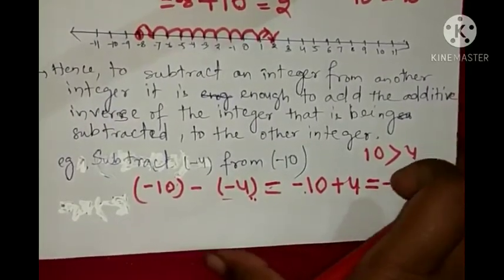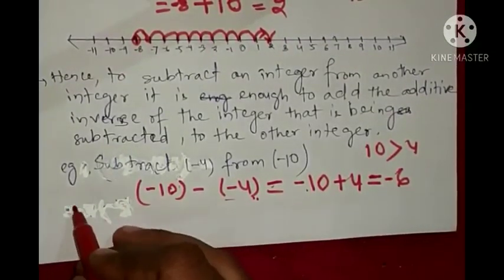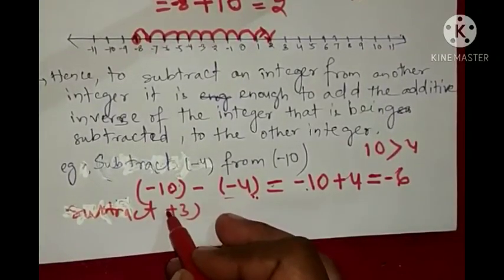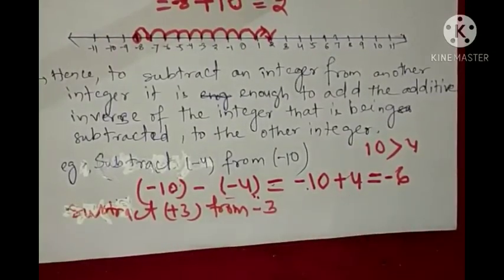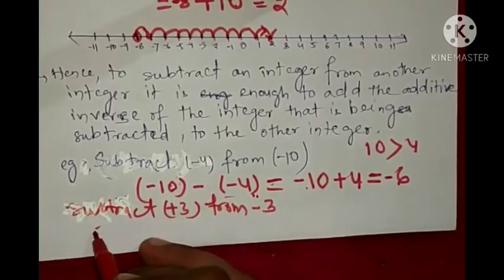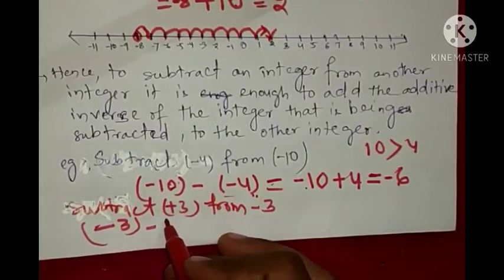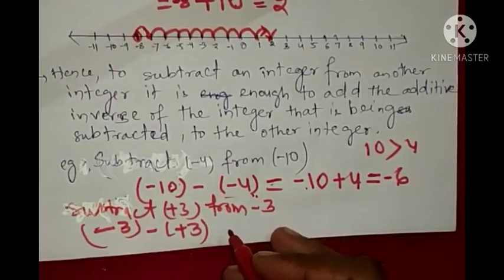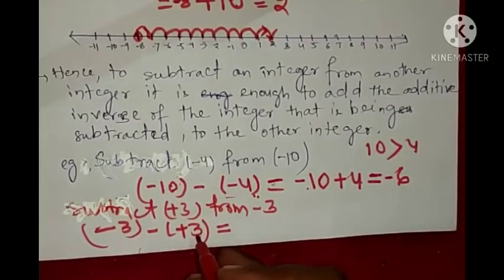So 10 has negative sign, so put minus. Okay. Like that. Another one is given, subtract plus 3 from minus 3. Okay. So what we'll do? Subtract plus 3 from minus 3. So you will write minus 3 minus plus 3.